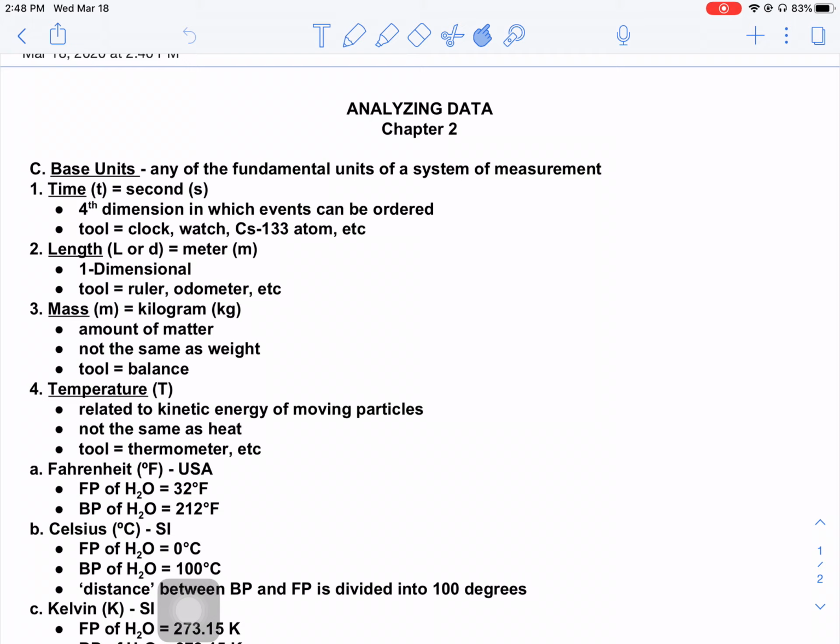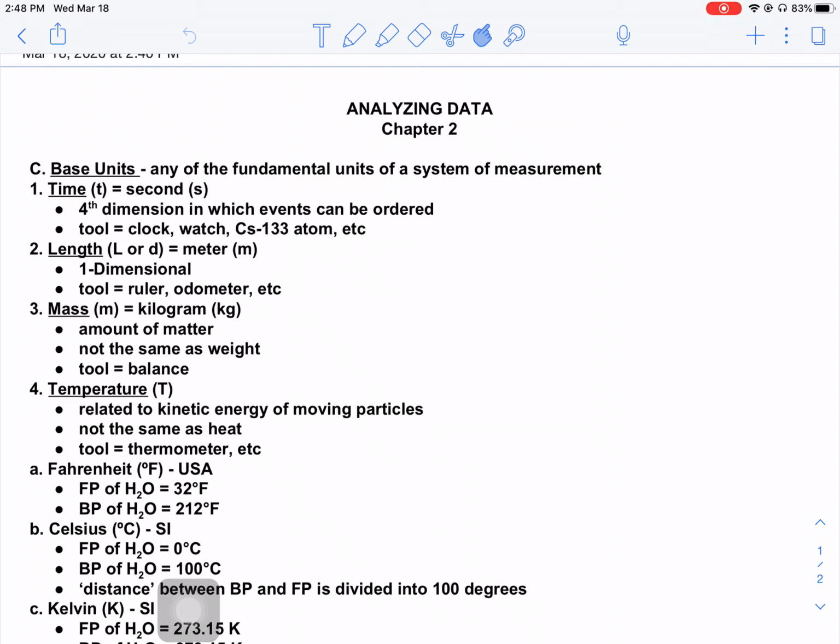First of all, time. The symbol for time is lowercase t. So if you see it in an equation, speed equals distance per time, you would use lowercase t. The unit is the second. You can also use minutes, hours, days, years, etc. The tool obviously is the clock.